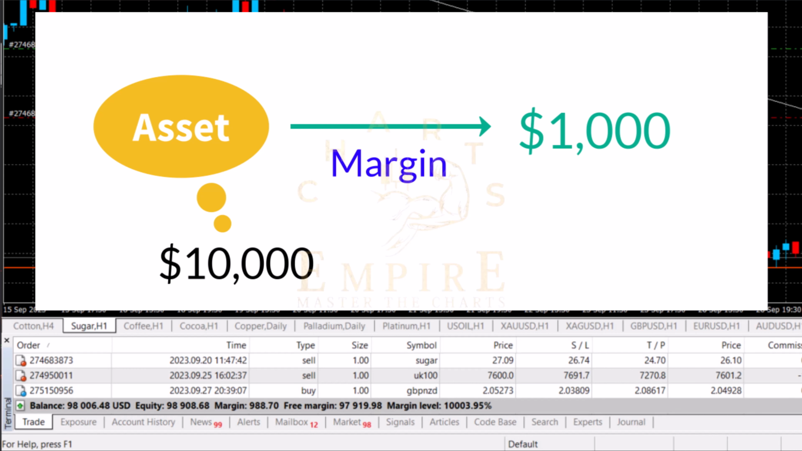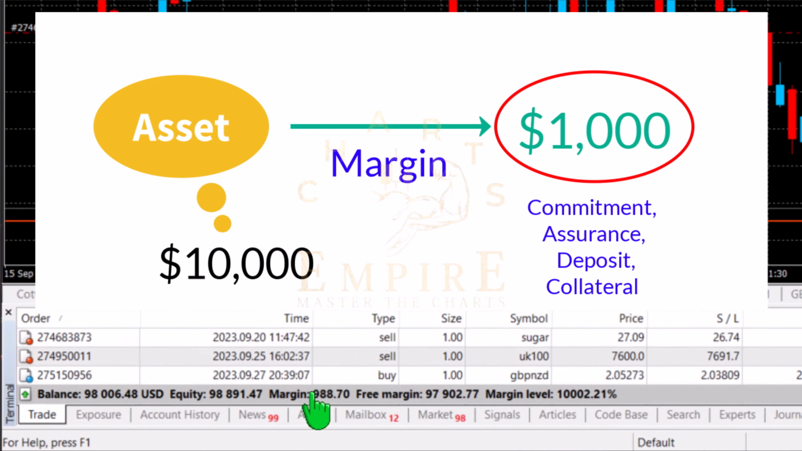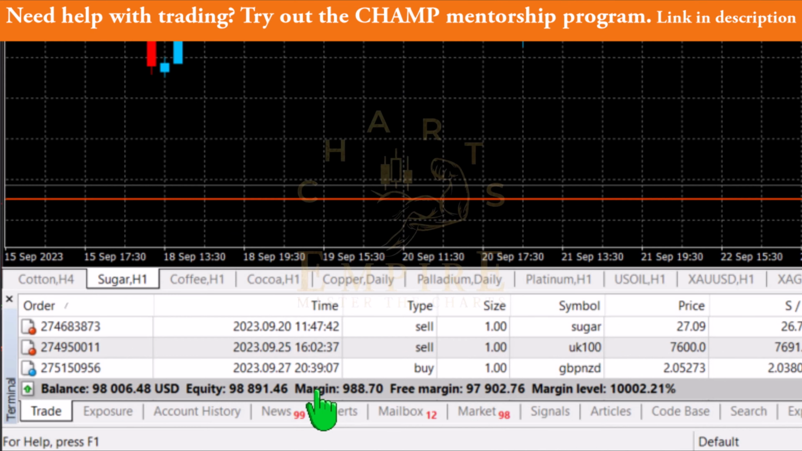As I said, margin can be perceived as a commitment, assurance deposit, or collateral that's needed to open a position and keep it open. It is an assurance that you can afford to hold the trade until it is closed. Therefore, margin is simply a portion of your funds that your broker sets aside from your account balance to keep your trade open and to ensure that you can cover the potential losses of the trade.